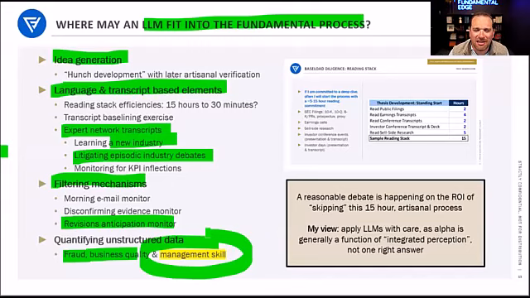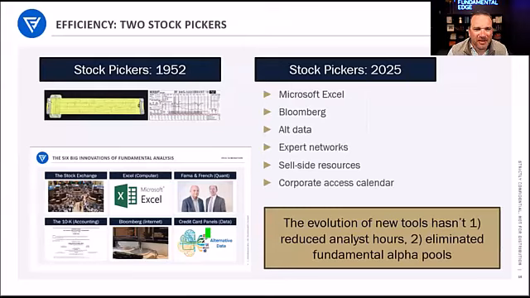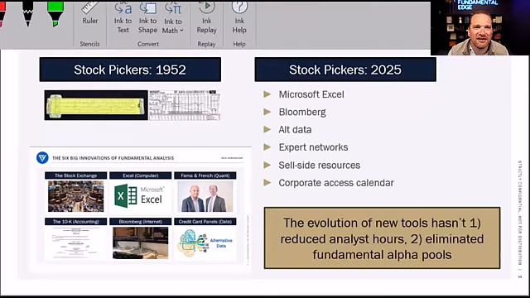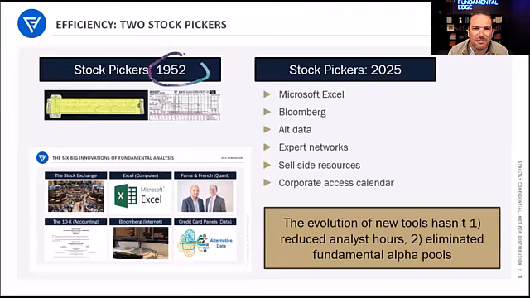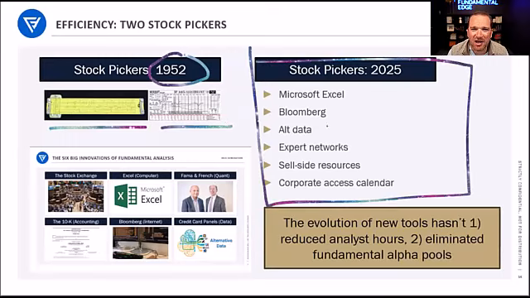And so that's really where we fit into this, playing our very, very tiny, insignificant part in the evolution of LLMs in fundamental research, trying to figure out how to apply these tools in a way that can generate investor trust. There's very obviously an efficiency opportunity here. If you dial back the clock 70 years, back to 1952, fundamental stock pickers were using slide rules and Value Line and graph paper to identify interesting stocks. Fast forward 70 years, it's Excel, Bloomberg, alt data, expert network, sell-side resources, corporate access calendars, et cetera.